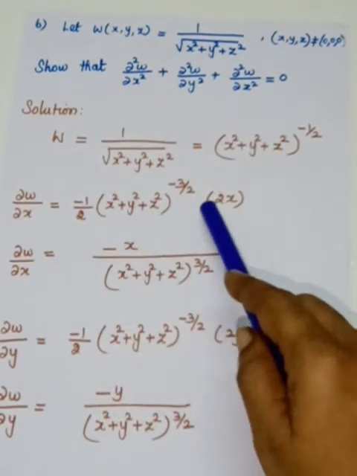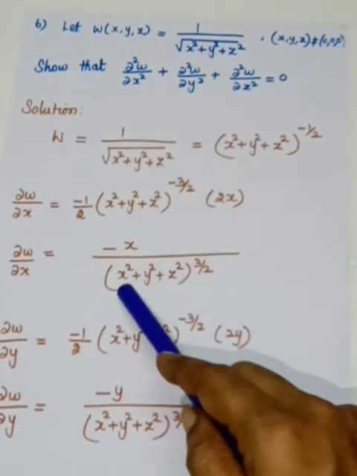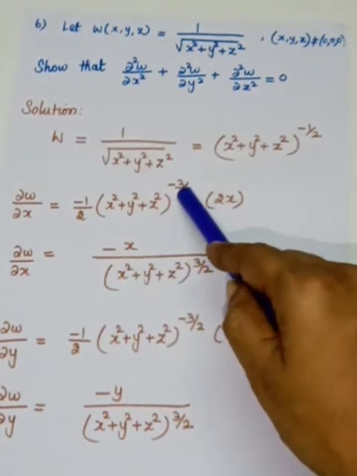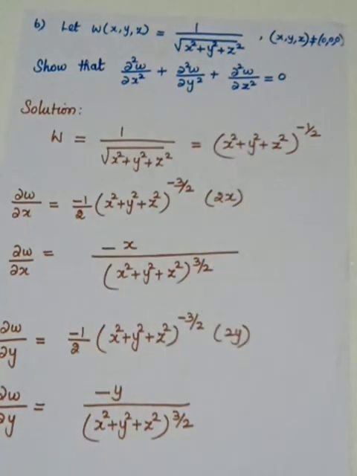This 2 and this 2 get cancelled. You are having minus x divided by (x squared plus y squared plus z squared) the whole power 3 by 2. Its numerator is minus. When you bring it to the denominator, it is positive.